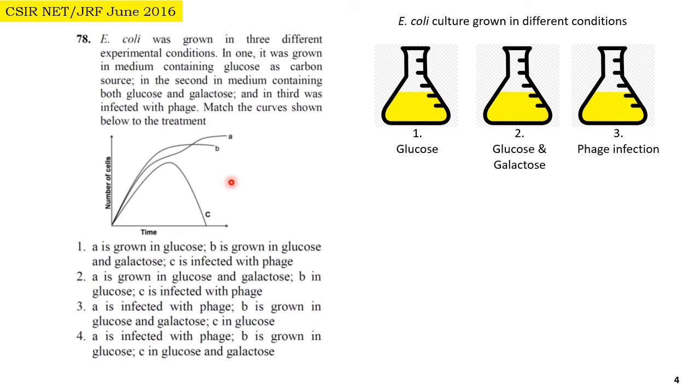So what are phages? They are viruses that infect bacteria and use the bacterial host machinery to divide and form a large number of viral particles, and then after some time they lyse the bacterial cell and release the viral progeny. Okay, so what kind of bacterial growth will be seen in all these 3 experimental conditions has been asked in this question. Now let's first understand the bacterial growth curve.